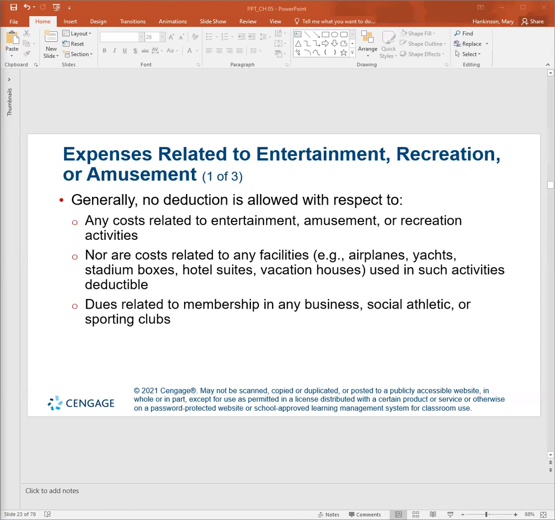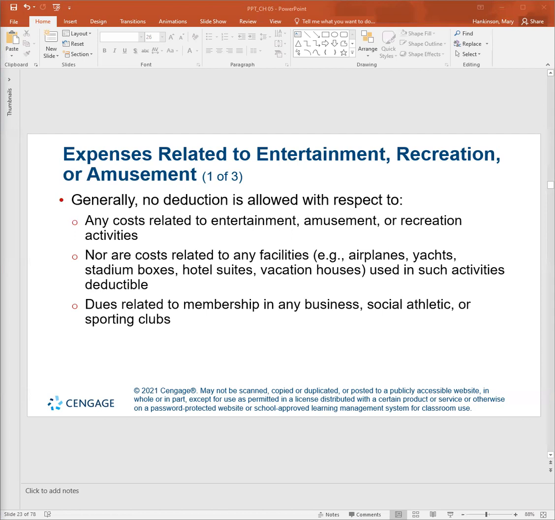So generally no deduction is allowed for any costs related to entertainment, amusement, or recreation activities, nor are costs related to any facility, such as airplanes, yachts, stadiums, boxes, or hotel suites used in such activities deductible. Dues related to memberships in any business, social, athletic, or sporting clubs are also non-deductible. Business meals, including those paid in connection with business meetings, as well as those paid for employees, are generally deductible as long as they are not lavish or extravagant. However, any deduction is limited to 50% of the cost of the meals.